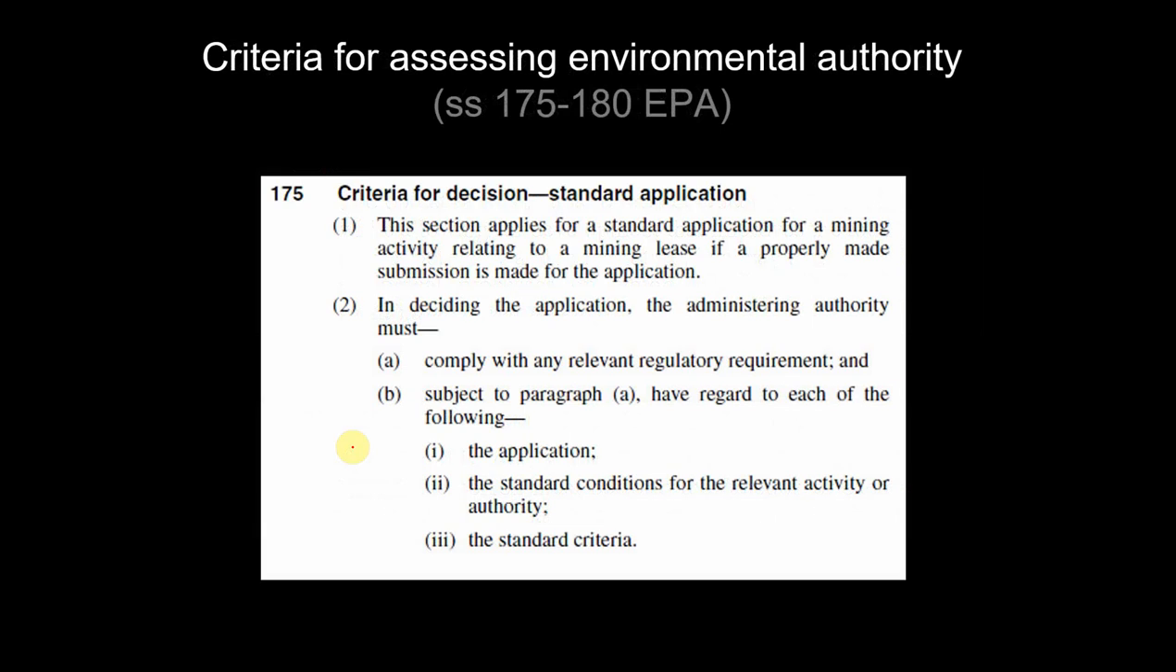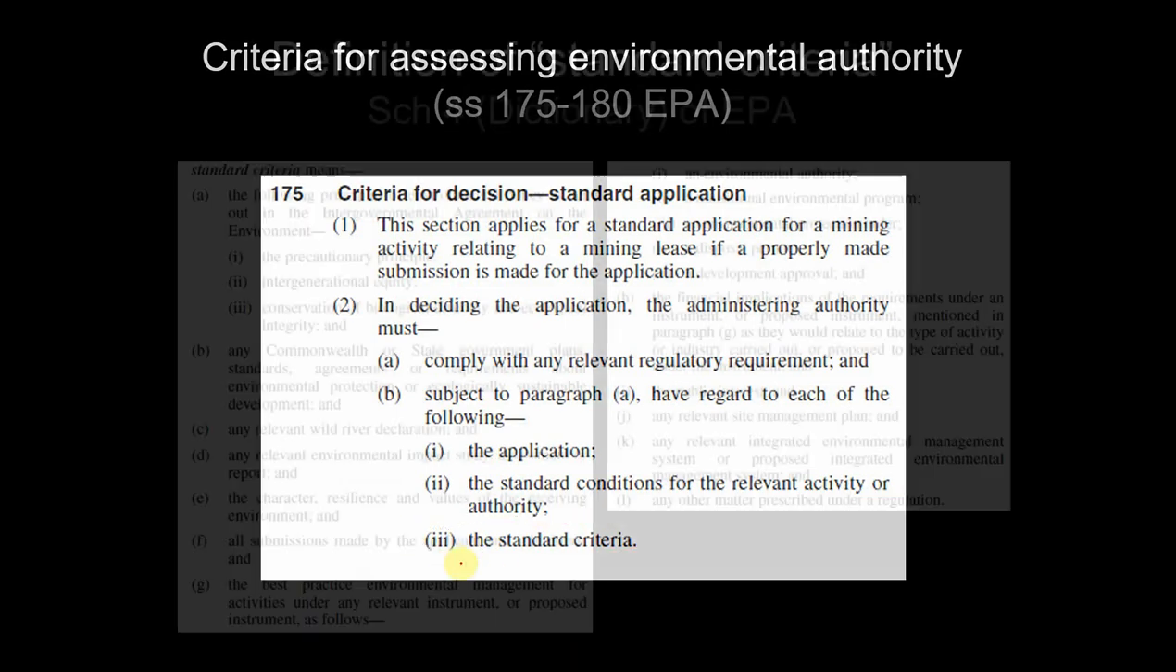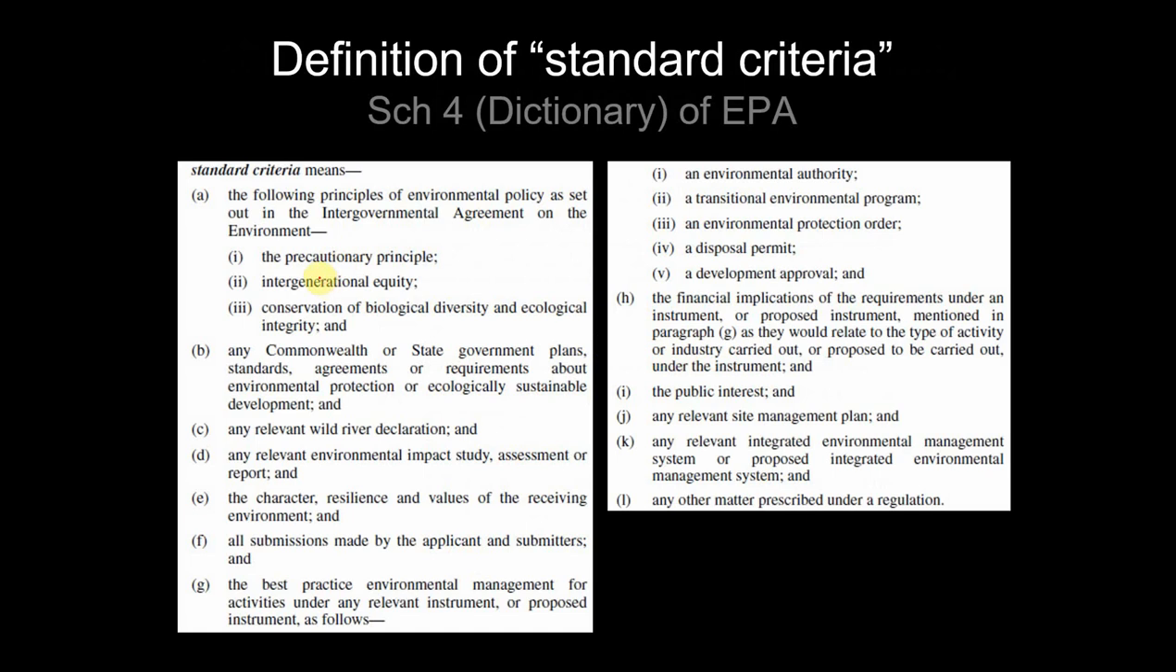Then the criteria for deciding applications basically are linked to something called the standard criteria, which are listed in the dictionary of the Act and include principles like the precautionary principle, intergenerational equity and the like, but also things like the public interest and the character, resilience and values of the receiving environment. So again, these are broad criteria. There's no real map attached to it. There's nowhere saying, okay, you can't have a mine here because this land's set aside for nature conservation. This Act gives broad criteria for weighing up the costs and benefits within the context of achieving ESD, but it's still a broad discretionary criteria, and that's quite different to the planning framework.